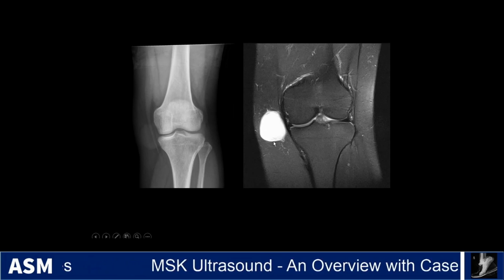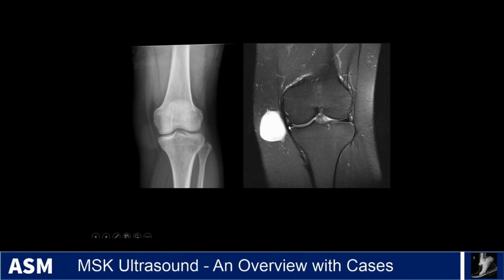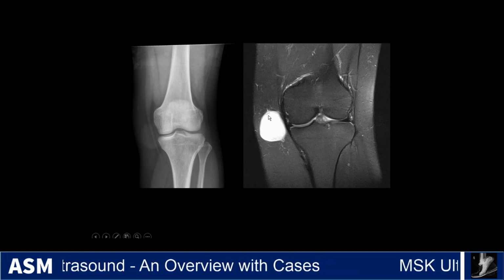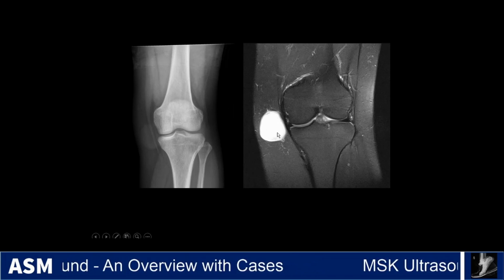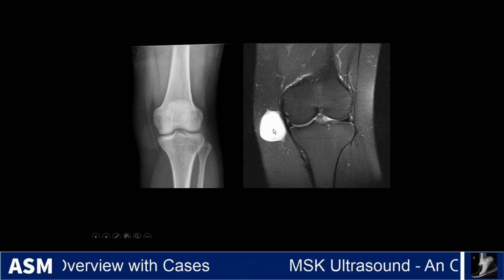This is a true mass occupying space. It's on top of the MCL. It's not communicating with the meniscus. There's no meniscal tear in this case. It looks cystic, but cysts in weird places need to be confirmed to truly be cysts before you just chalk them up to being a cyst.